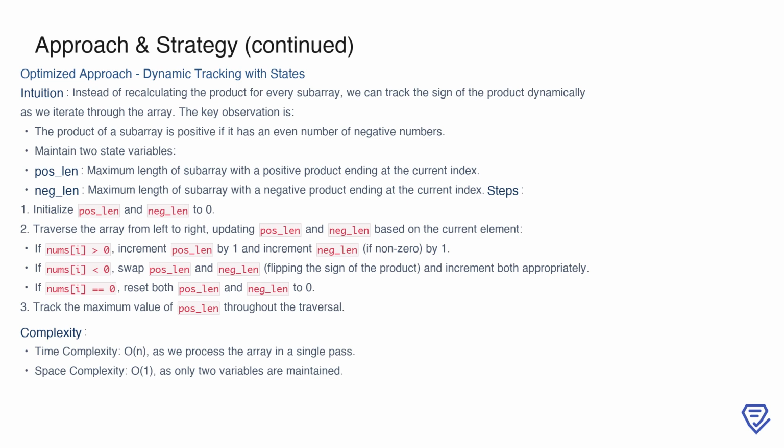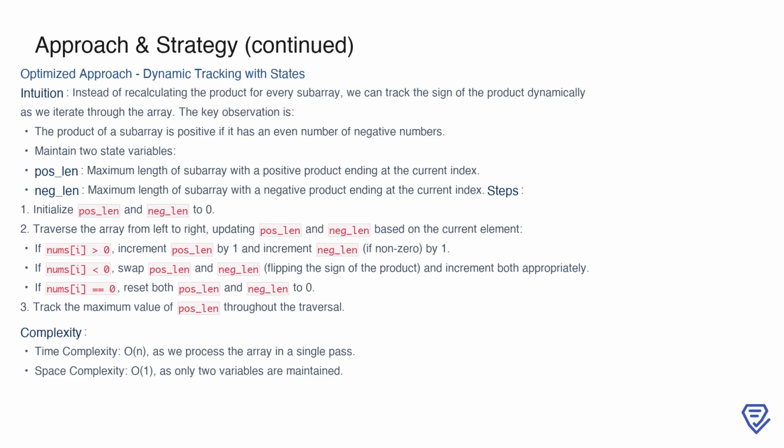For each element, if it is positive, we increment pos_len by 1 and, if neg_len is non-zero, increment it as well. If the element is negative, we swap pos_len and neg_len, effectively flipping the product's sign, and then increment both lengths appropriately. Finally, if the element is 0, we reset both pos_len and neg_len to 0, as a 0 breaks the subarray. Throughout the traversal, we track the maximum value of pos_len, which gives us the desired result.